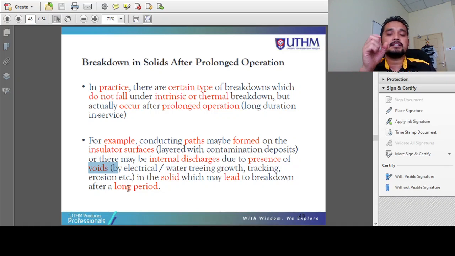This is the condition in which a very tiny bubble forms within the material during the manufacturing process, and the bubbles can be occupied by air or maybe by water. Because of the different relative permittivity, with a high electric field, we can have internal discharge, which will lead to the treeing process, growth or tracking and erosion.